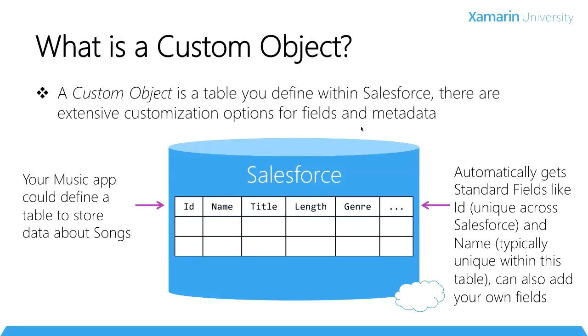Custom objects automatically get a copy of the standard fields, so we'll get ID, last modified, etc. Remember that the ID field provides an identifier for a row that is unique across our Salesforce instance. Custom objects also get a name field. The name field is created automatically for all custom objects. It typically functions as a unique ID within the table. So this is different than the ID, which is unique across all of Salesforce.